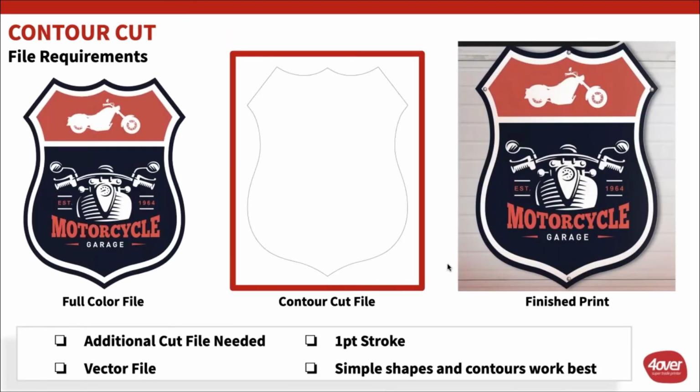All right, so let's take a look at how you can create a contour cut file. So here's my full color file, and me as a customer, I want to be able to cut this out exactly into the shape of this, kind of street sign or freeway sign it looks like. The contour cut file is an additional file apart from the full color file, and you can name it either cut mask or cut file, or however you want to name it. It needs to be a vector file, and you're creating a 1-point stroke on that vector file.